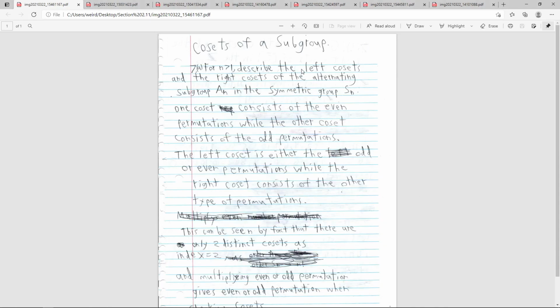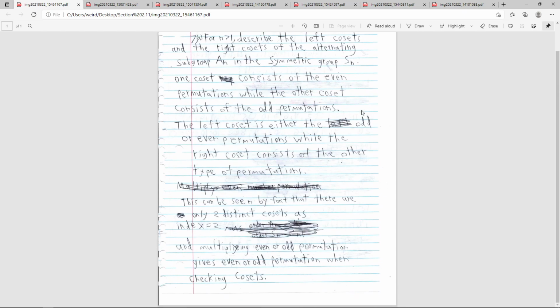So, cosets of a subgroup. Problem 7a: for n greater than 1, describe the left cosets and the right cosets of the alternating subgroup An in the symmetric group Sn. One coset consists of the even permutations, while the other coset consists of the odd permutations.